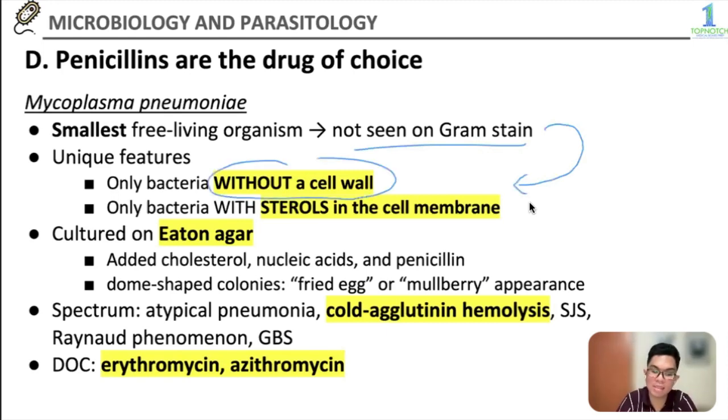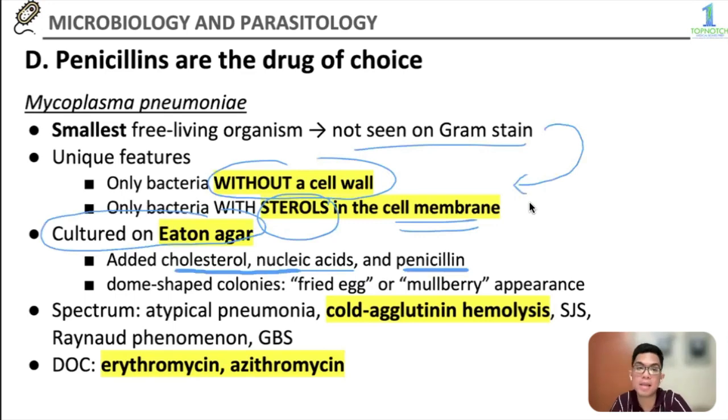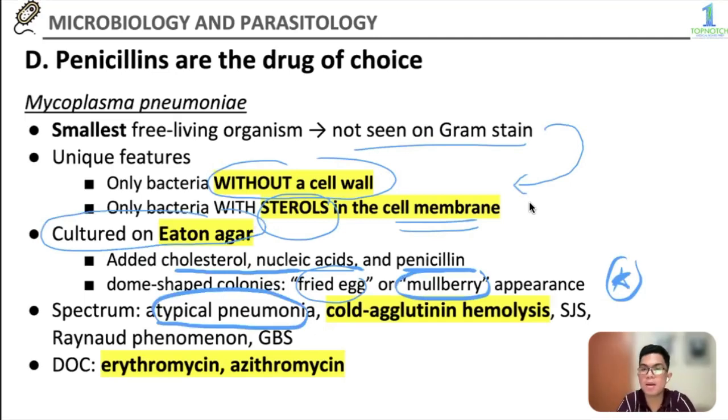What's another unique thing about it is that it has sterols in its cell membrane. It's cultured, again, as I mentioned earlier, on Eaton agar. It has additional components for nutrition and penicillin para selective lang siya sa Mycoplasma pneumoniae. The buzzword here is fried egg appearance or a mulberry appearance of its colonies. It's a common cause of atypical or walking pneumonia. So pneumonia pero hindi ganon kalala, basically. And may result in hemolysis because of cold agglutinins, which are autoantibodies against your RBCs.